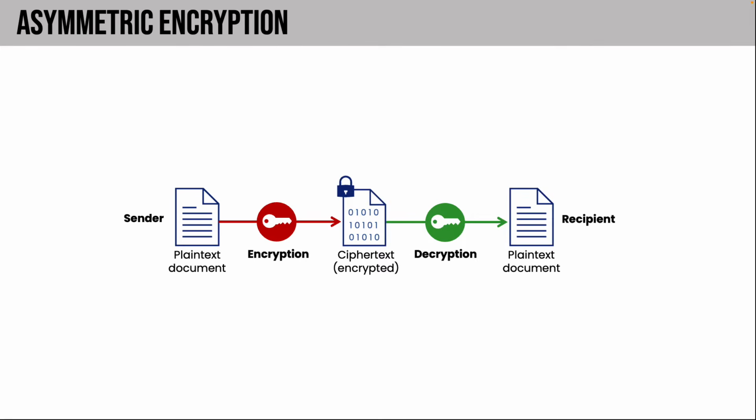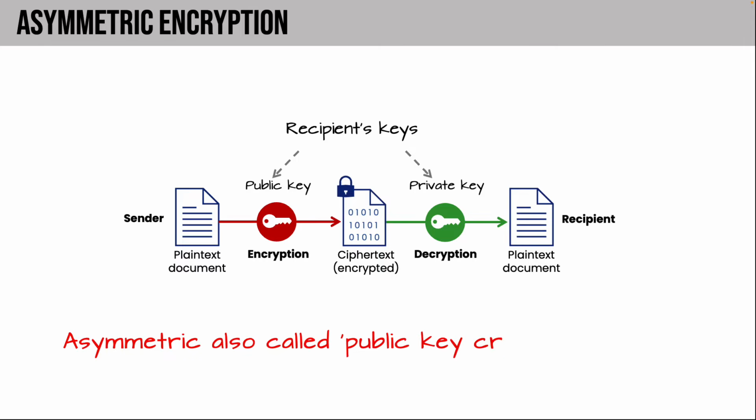And to illustrate the same for asymmetric encryption, in asymmetric we have a public and private key for each party, and if we were sending a message to a recipient, we would use their public key to encrypt the message. They would use their own private key to decrypt the message. You'll also hear asymmetric cryptography called public key cryptography.